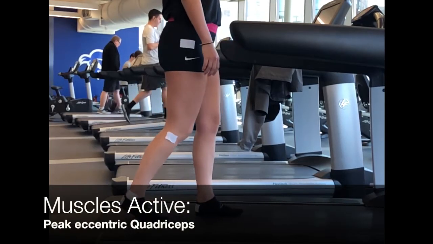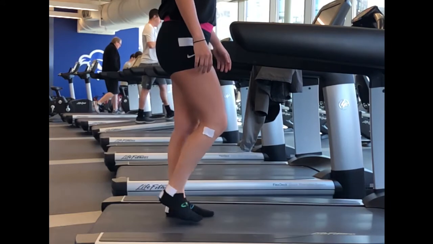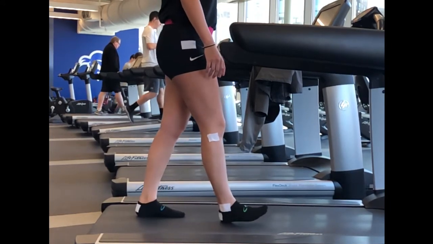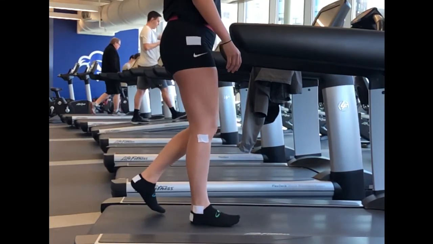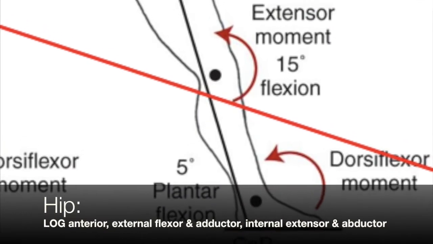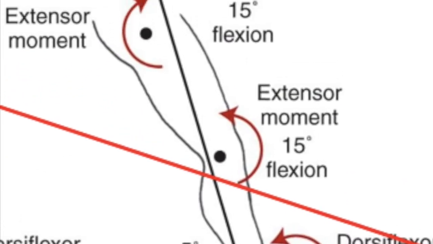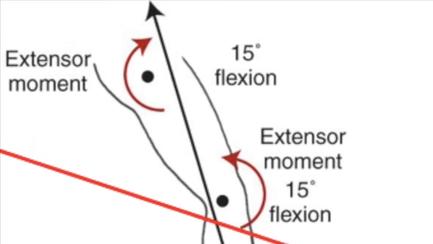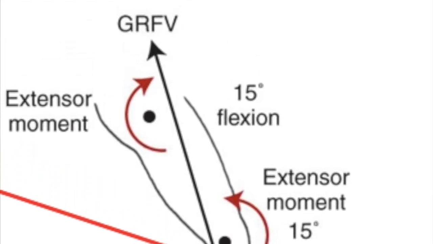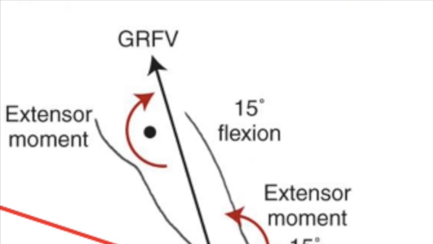Internally, there is a peak eccentric contraction of the quadriceps, which helps with shock absorption and stability while the limb progresses forward. The line of gravity falls anterior to the hip and pelvis during foot flat, so there is an external flexion moment countered by an internal extensor moment, as well as an adductor moment countered by an abductor moment.